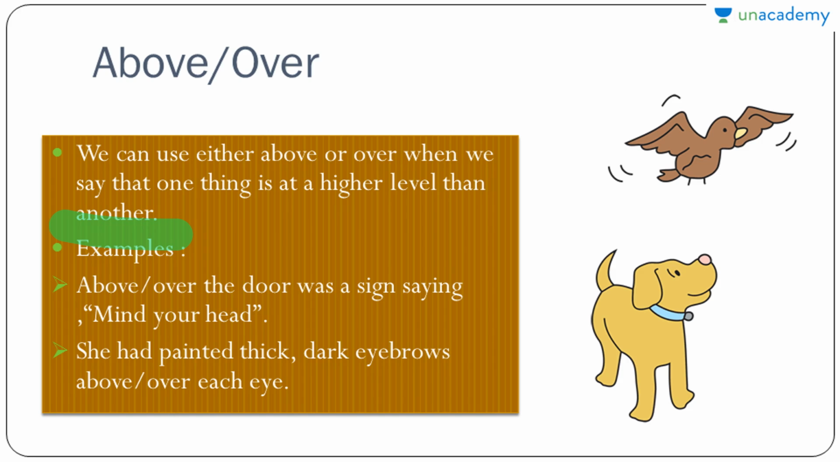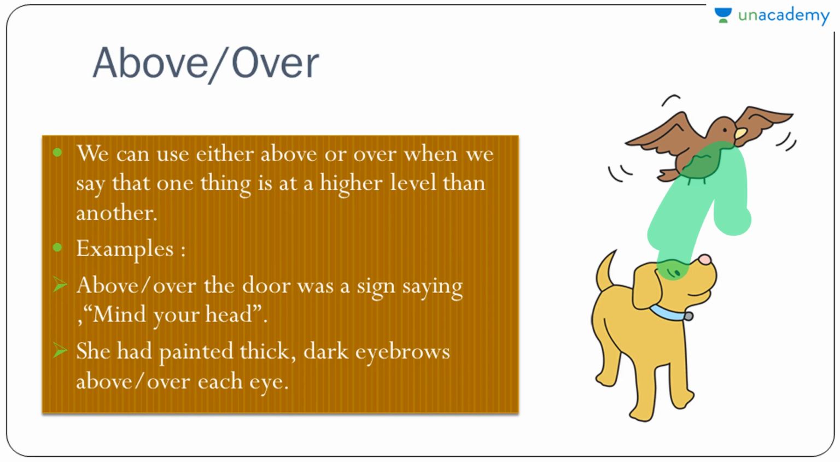So if a bird passes by, you can see this example in this picture. This bird is obviously over the head of this dog. So in order to describe something that is above your level, literally above your level, we use above or over.